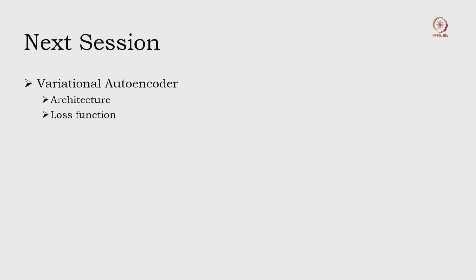So with this we have come to an end of this particular session, where we have seen autoencoders, and in the next session we will see variational autoencoders, and then we will see its architecture and the loss function.